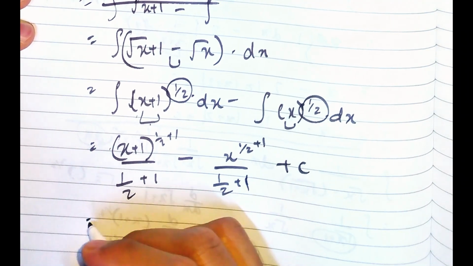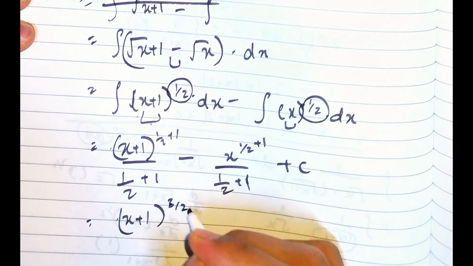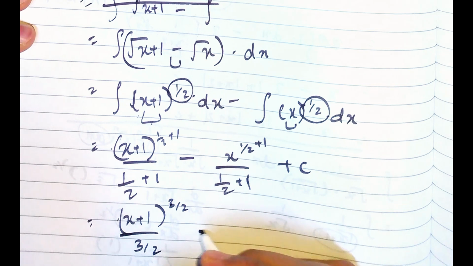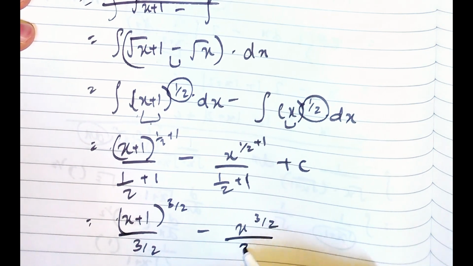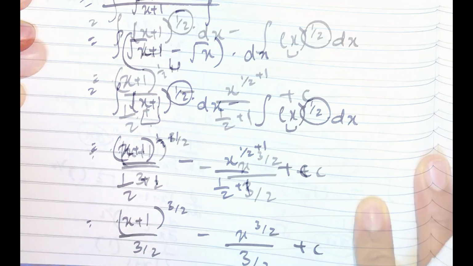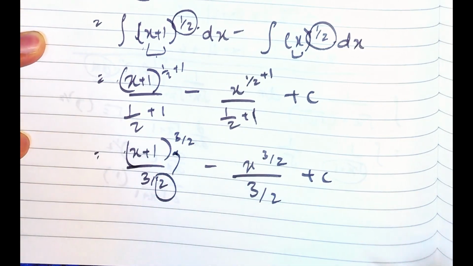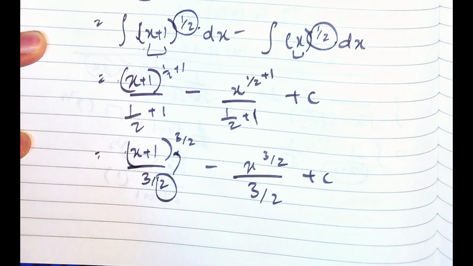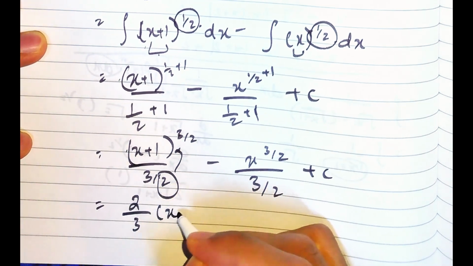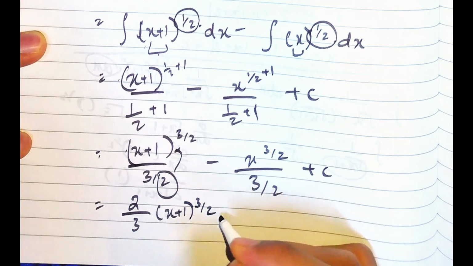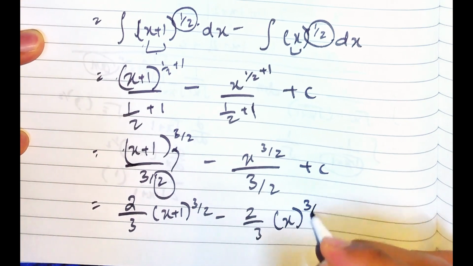Okay, so (x plus 1), 1 divided by 2 plus 1 will be 3 by 2, and this will be 3 by 2, minus this will be x 3 by 2 divided by 3 by 2. So we have plus c. And now we can actually move this 2 towards the numerator, because it is the denominator of the denominator, and the denominator of the denominator becomes the numerator. So we have 2 divided by 3, (x plus 1) power 3 by 2, minus same thing over here, so 2 by 3, x power 3 by 2 plus c.